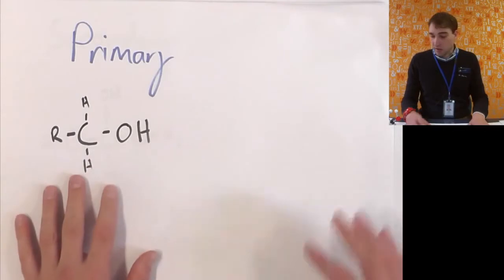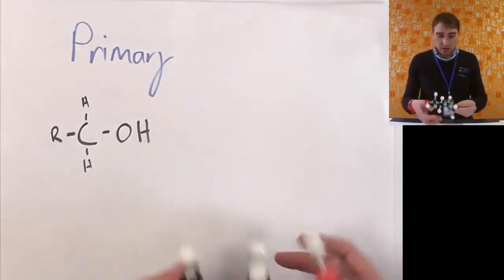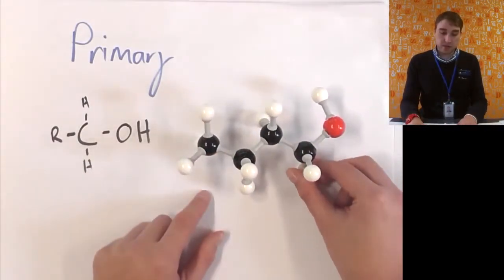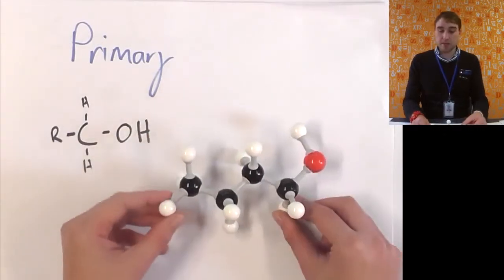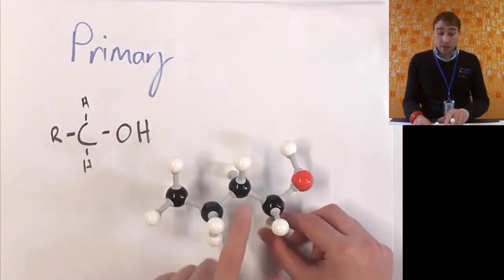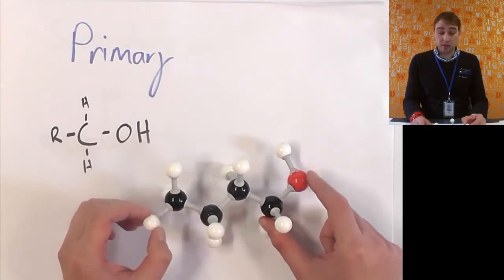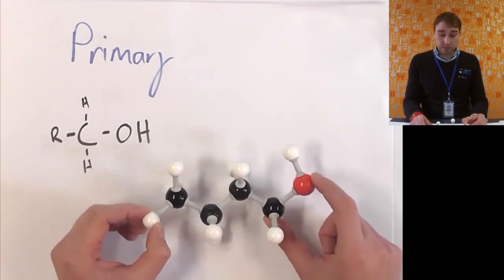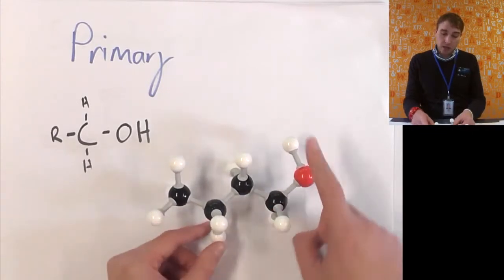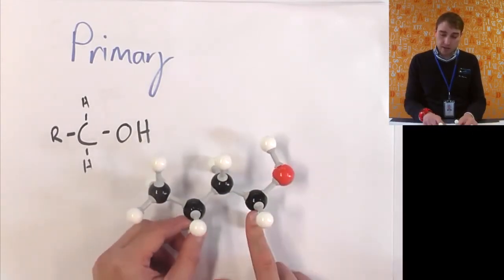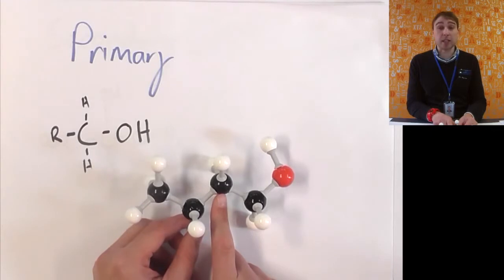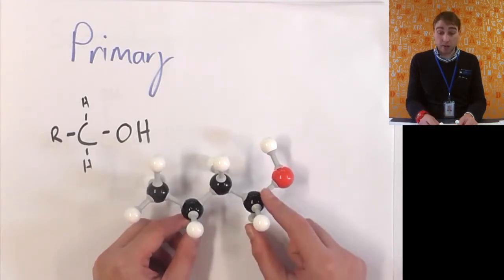So, an example of a primary alcohol is this one here. We've got 1, 2, 3, 4 carbons. So, butanol, and butan-1-ol, because the hydroxyl group is on carbon 1. So, that's a primary alcohol. The hydroxyl group here is attached to a carbon that's attached to 1 carbon, so that makes it primary.